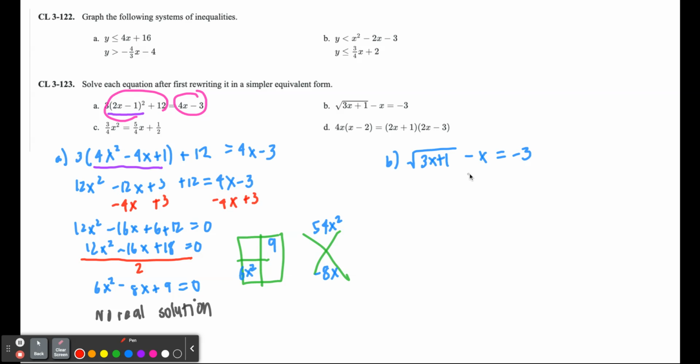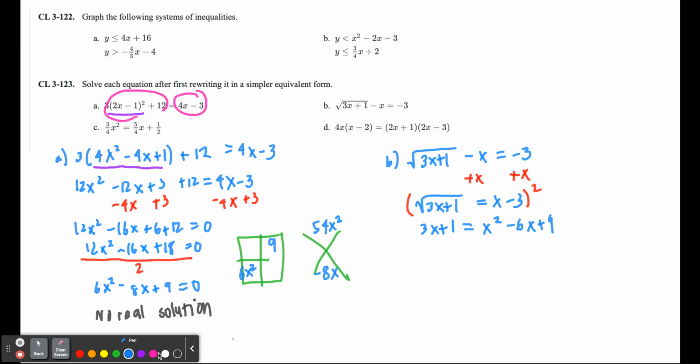So we want to add the x to both sides, and we get 3x plus 1 equals x minus 3. And then now we want to untrap the x by squaring both sides. Then we get 3x plus 1, and then you have to use the area model there. You get x squared minus 6x plus 9.